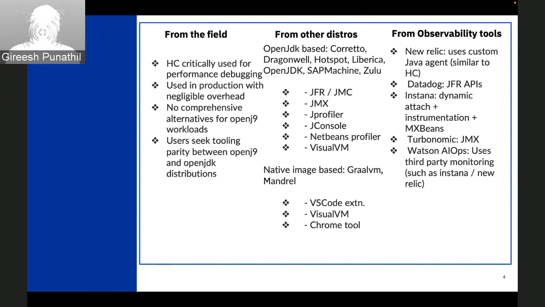The story from observability can be classified into 2 or 3. One is JFR based, one is JMX based, and then the third one would be custom tooling, which are based out of JVMTI. So those are the high-level patterns that we see.